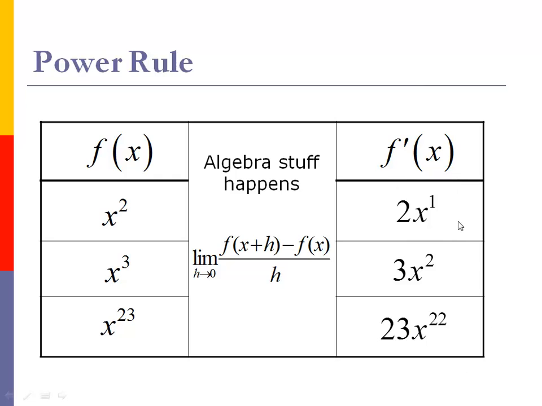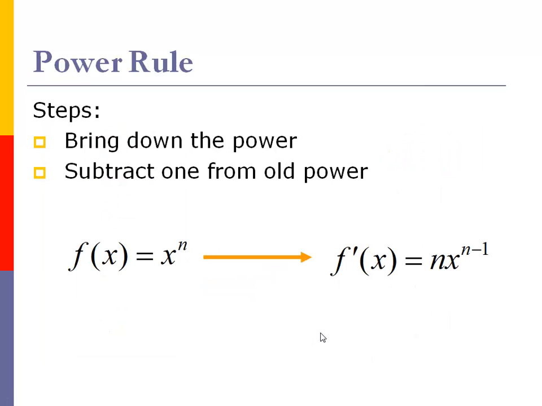Now, we're looking at that, and we're wondering, is there some kind of pattern? Hopefully you notice we started with a power of 2, and there's a 2 in front. Started with a power of 3, there's a 3 in front as the coefficient. Start with 23, 23 is the coefficient. And then our powers, it looks like we're always one less power than what we started with. Is this always going to happen? Yes, it's always going to happen, and we've got a shortcut.